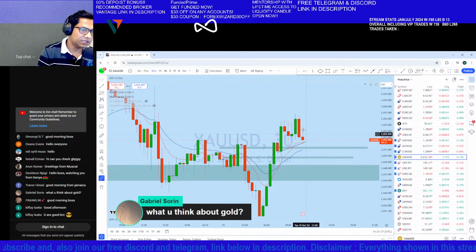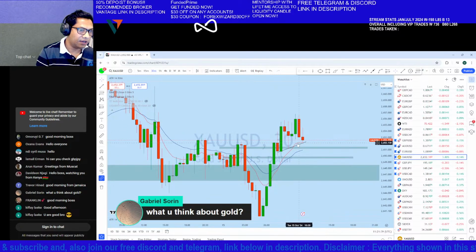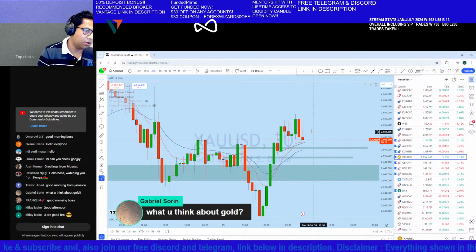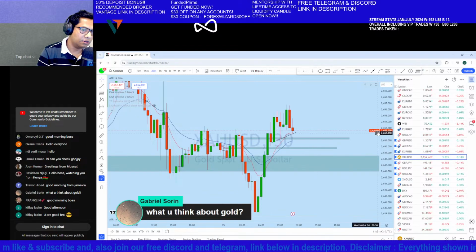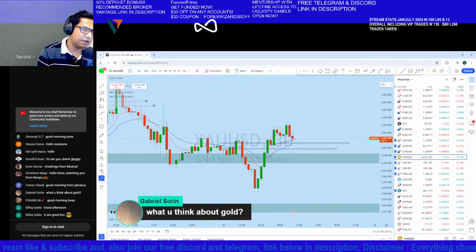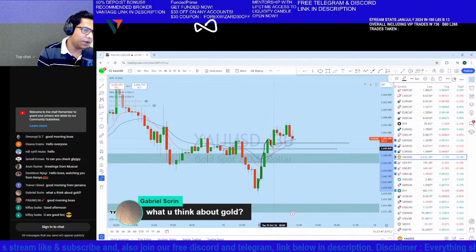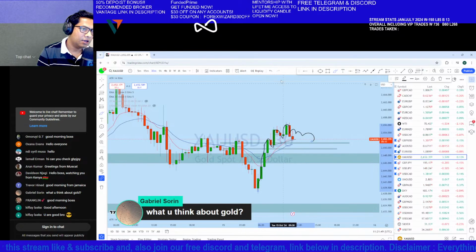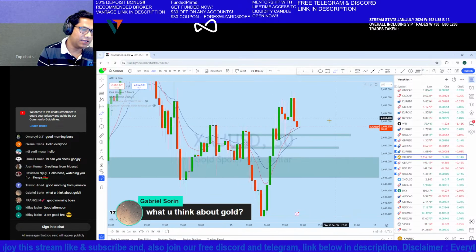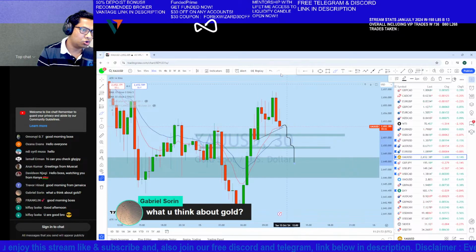So here what we can see, after this green candle the market basically broke below. We have seen there was a momentum to the upside and then a pullback. The market is currently moving sideways, so we might see a short-term drop here.